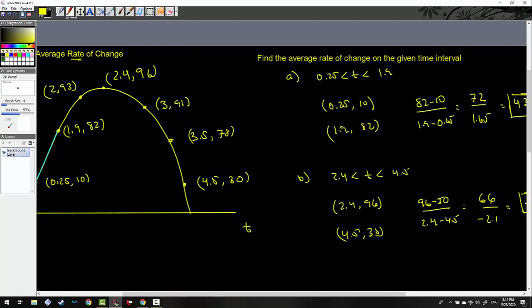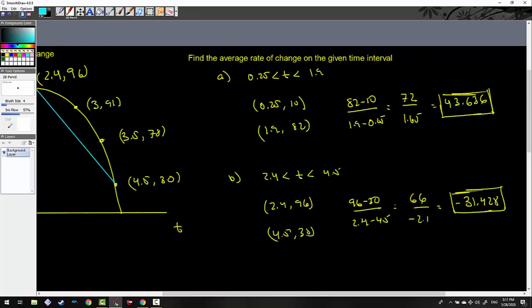Now, why is this rate of change negative? Well, that should make sense because from the 2.4 down to the 4.5, your slope is negative. And any change in position, and you'll learn this in physics or in calculus, a change in position is known as velocity, and velocity can be a negative vector or a positive vector. So there's some confusing terminology for you.